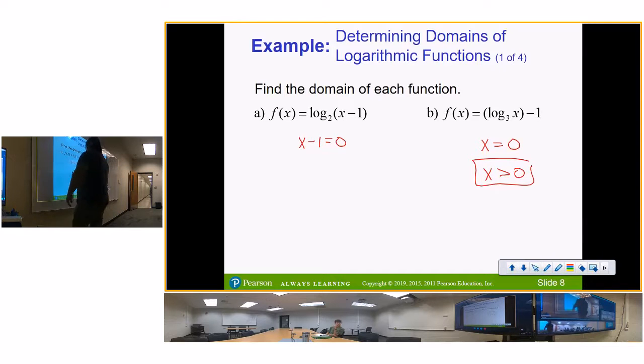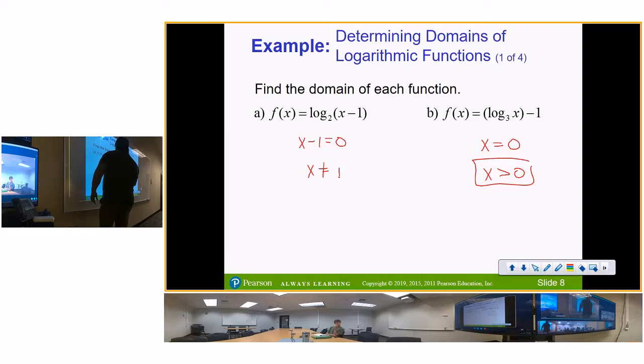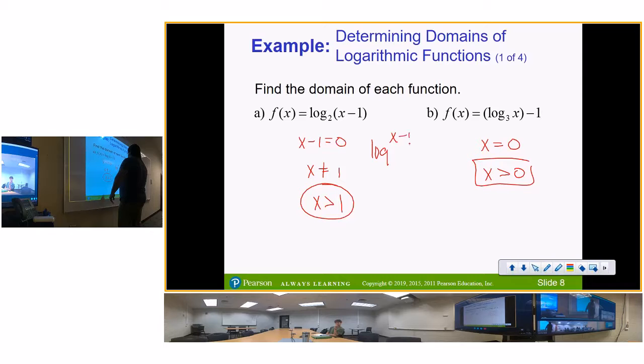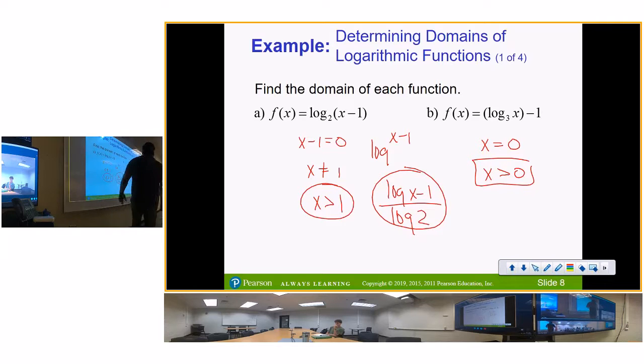Here, x is not equal to 1, meaning that if you plug in 1, you're going to get 0, which doesn't work. So x has got to be greater than what? 1. So there's your domain there. Or you could graph log of x minus 1 over the log of 2. You could graph that on your calculator and find the domain and range.